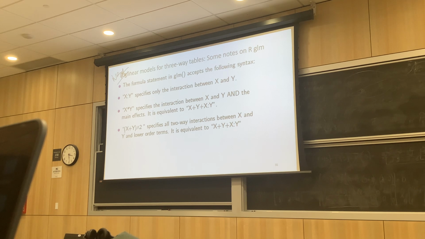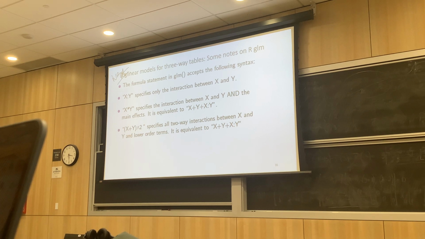In R, if you say X plus Y plus Z, all squared, that means you want XY terms, YZ terms, and XZ terms. All two-way terms, not three-way interactions. You won't have XYZ, because then you won't have this one. So this means that.